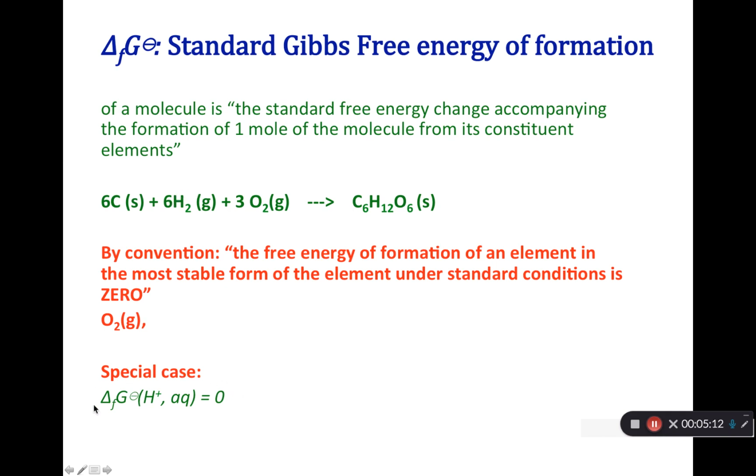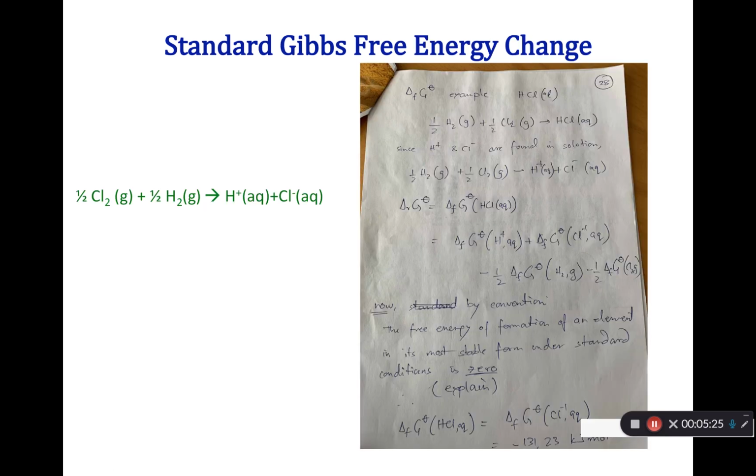A special case is given for protons. It is assumed that the standard free energy of formation of protons in liquids is equal to 0. And this we will encounter in the next example. So here you have a reaction where half a mole of chlorine gas combines with half a mole of hydrogen gas to form hydrochloric acid, which under standard conditions is aqueous. So what you have on the right hand side is a proton and a chloride anion.